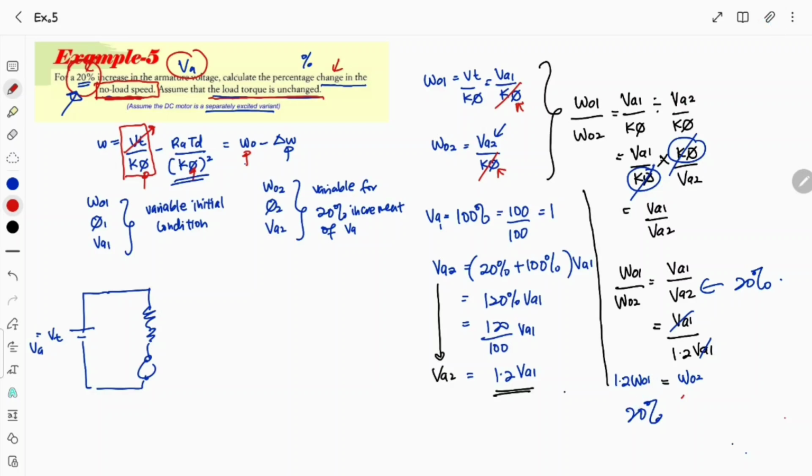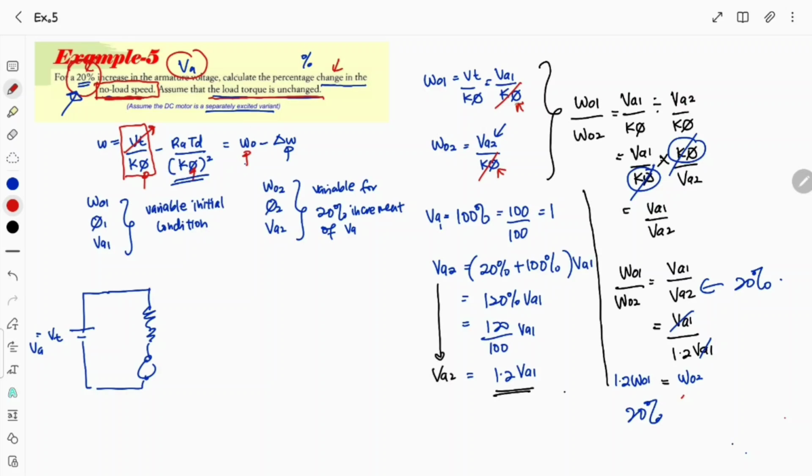Okay, but at the same time we can see that there is no armature voltage parameter involved in the speed drop. Therefore we can conclude that the no load speed change will not affect the speed drop. Therefore the speed drop of the motor will remain unchanged. But bear in mind, this method can only be used when the flux is fixed and the load torque is fixed, with no changes.